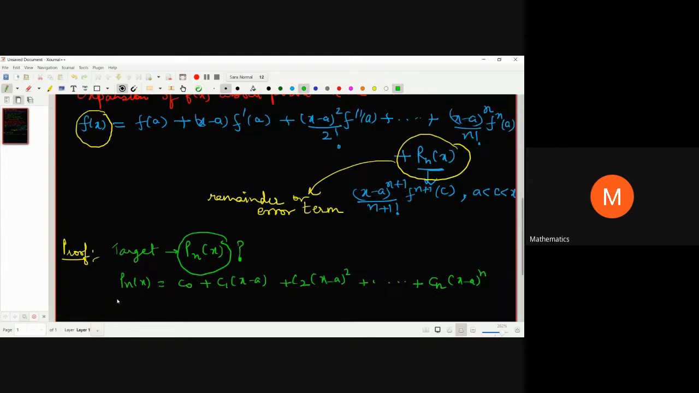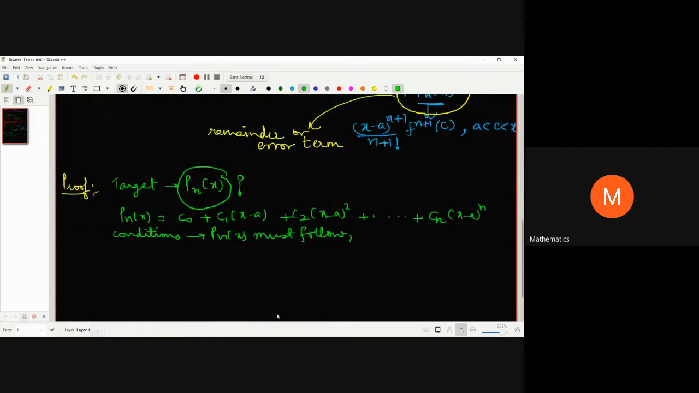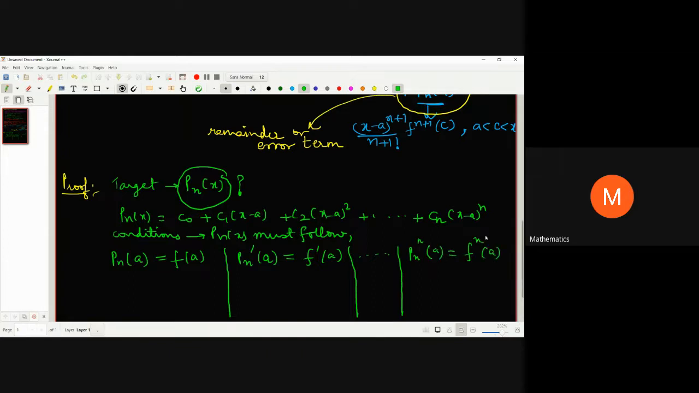Now what are the conditions that this P_n(x) must follow? Firstly, the value of the polynomial at a must match the value of the function at a. Then if I take the first order derivative of the polynomial and substitute the point a, it should match f'(a), and so on, up to the nth derivative of the polynomial at a matching the nth derivative of f at a. So P_n(a) = f(a) implies that C0 = f(a).